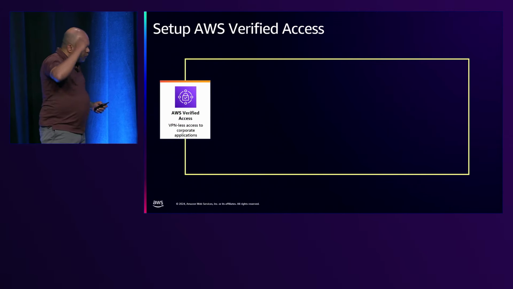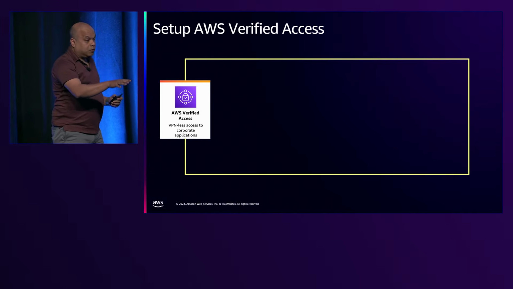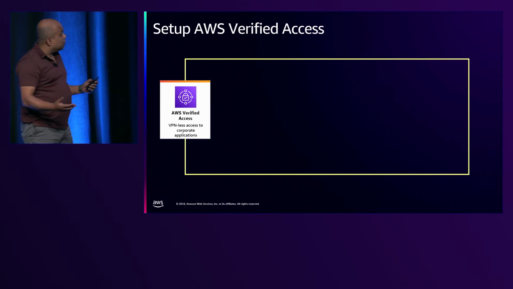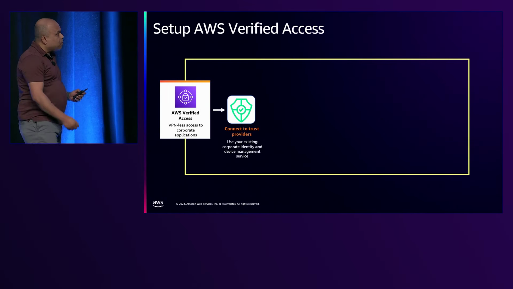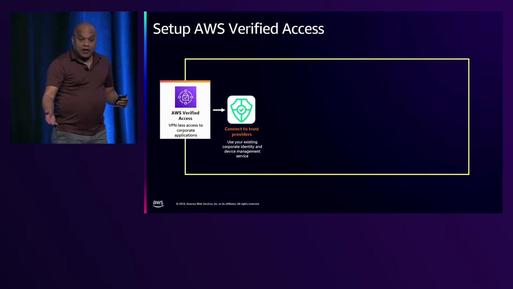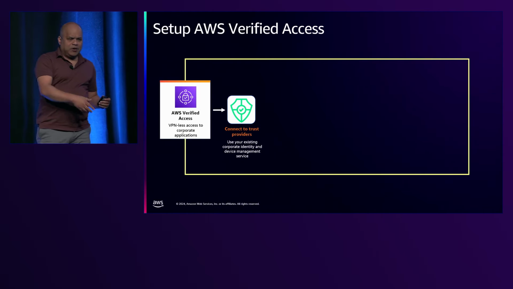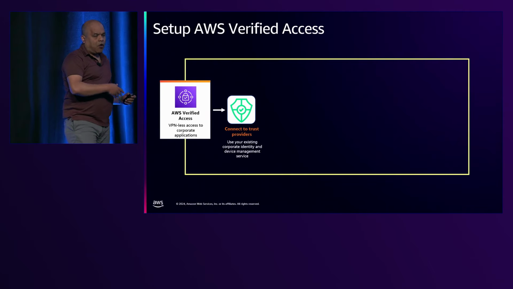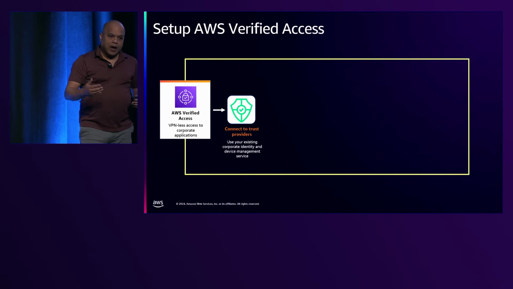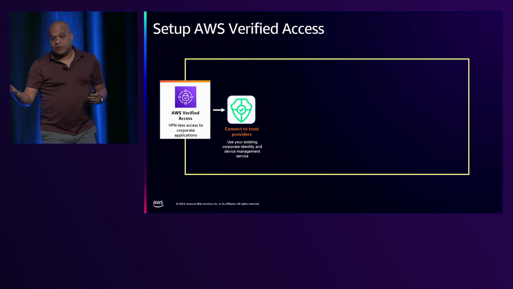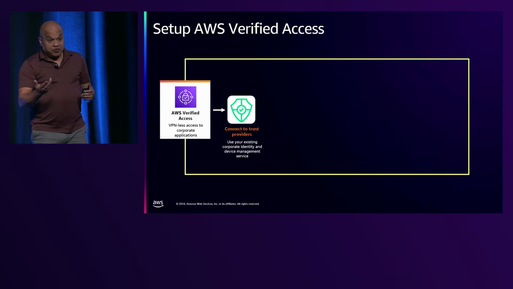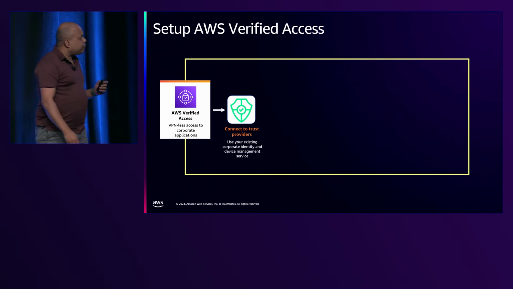What we're going to do is a simple console walkthrough where we'll create a verified access endpoint, connect the verified access endpoint to your trust providers. Trust providers have two families. One is your user trust provider, the Oktas and the IAM IDCs of the world. And then there are the device trust providers, CrowdStrikes and the Jamfs of the world.